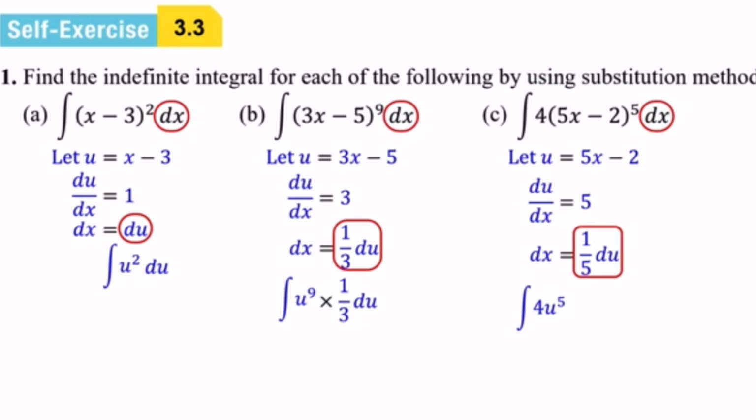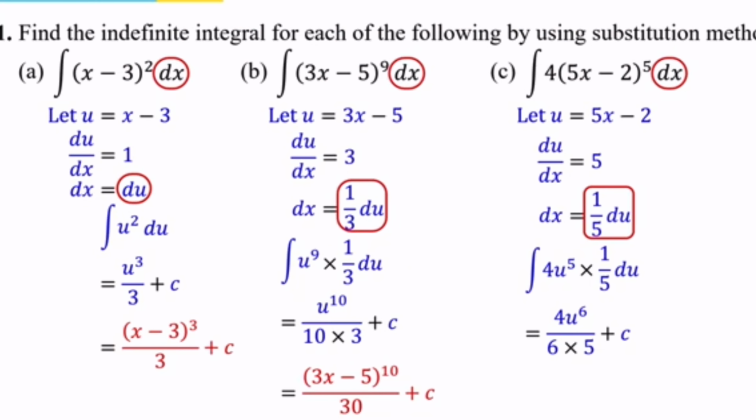Then we will substitute 1 over 5 du into the c. So meaning that we have to convert every term into u and du, then only we can integrate. So for a we get u cubed over 3 plus c. For b we have u to the power of 9 plus 1, so u to the 10 over 10, and then the 10 has to be multiplied by 3. Okay, it's being divided.